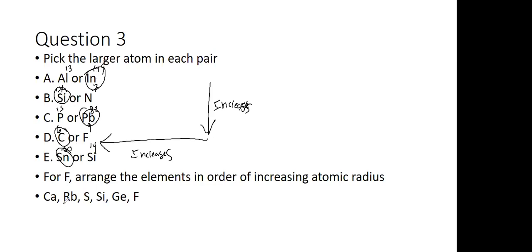If I'm going to arrange these in order from small to large, you start at the top right and work your way down to the bottom left. So the order should go F, N, Si, C, Al, and In, Rb, and I skipped over Ge. So Ge, where are you, Ge? Oh, Ge should be after Si. So Ge, Ca, Rb. Any questions with determining which atom is larger?